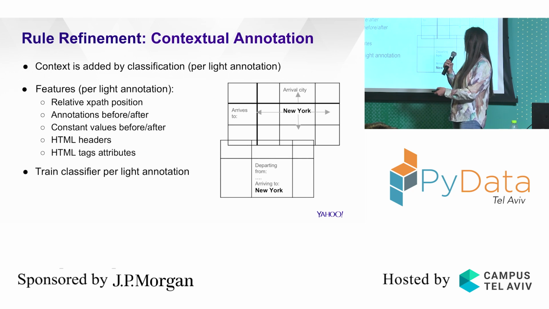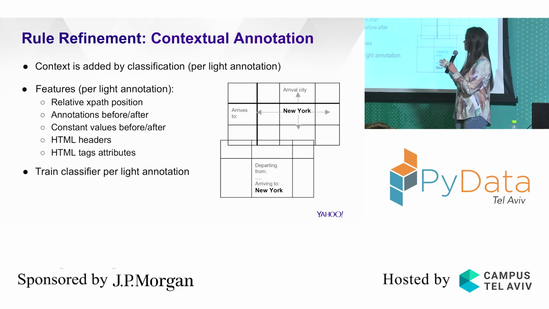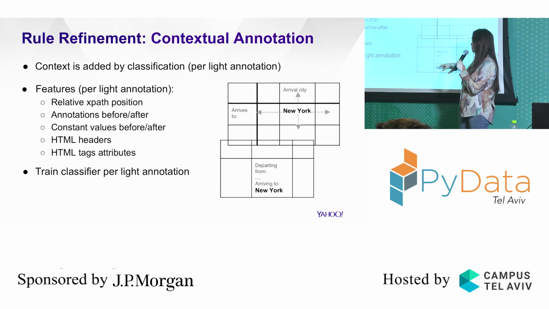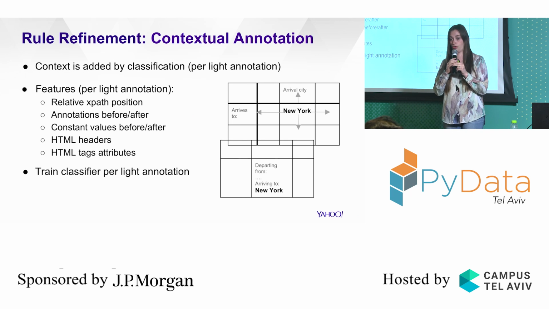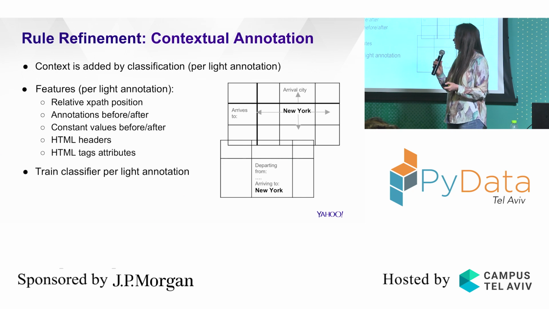Here I have some examples of how it will look inside the message. So here the constant values can appear inside the table as a header or just as text. So we are looking at the XPath before, and this XPath is a constant, but we are taking it into consideration in the refinement step.